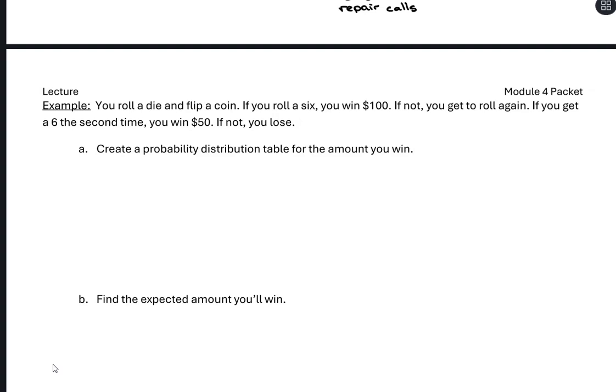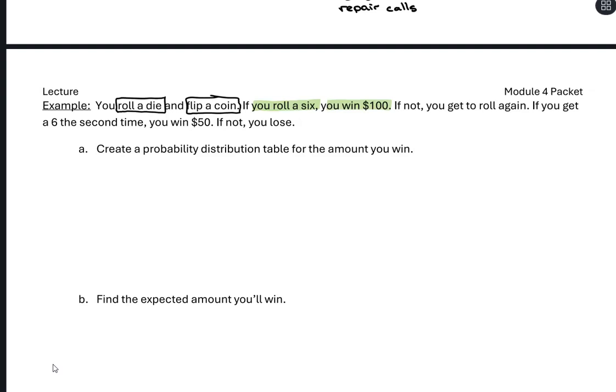For this example, we're going to be given some information, and using probability rules from the previous section, we're going to form the distribution table for ourselves. So with this one, we're going to roll a 6-sided die and flip a coin. The information they give us: if you roll a 6, you win $100. Got excited there. No, just $100. That's still great, but not 1,000.